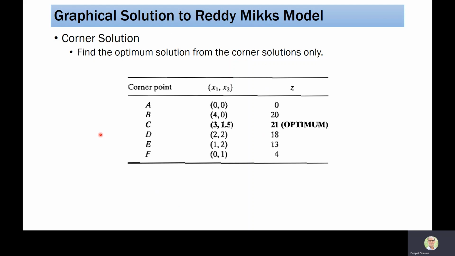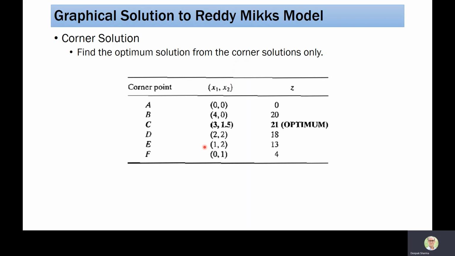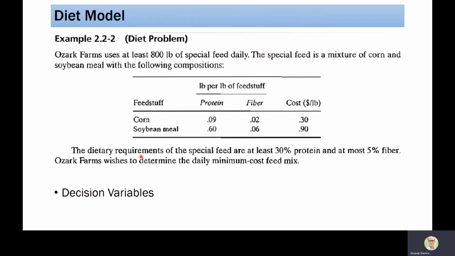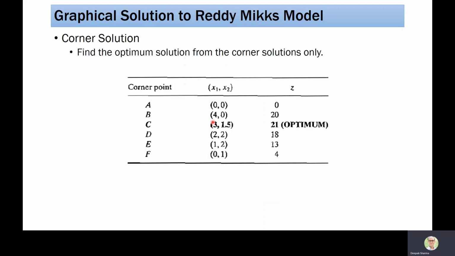Now, another way to find the optimum solution. In the previous case, we were moving the Z line away from the origin and trying to find the last point, which is easy to understand. Mathematically, we find the corner points. If I go back, you can see A, F, E, D, C, B, all these are the corner points.